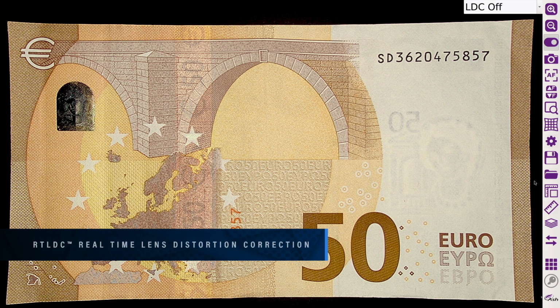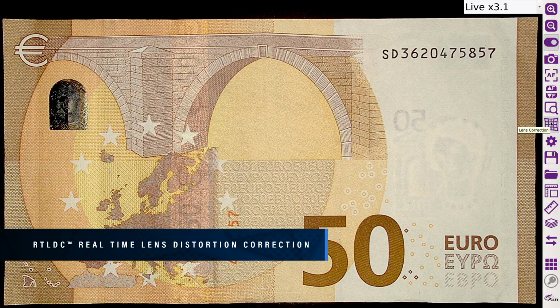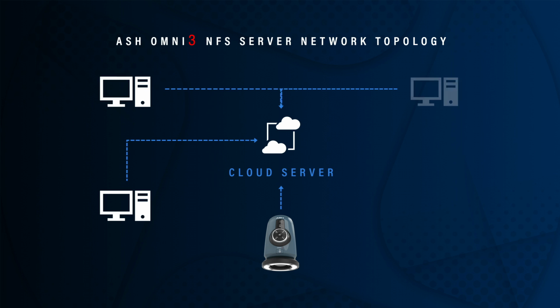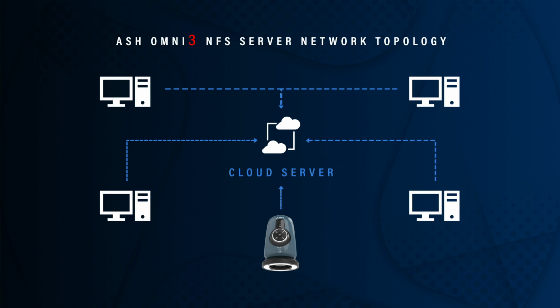Omni 3 incorporates unique real-time lens distortion correction utilizing our new AshCam Plus, allowing inspection of a true, undistorted representation of your sample. Networking enables direct saving to the server or cloud for increased workflow efficiency, traceability, and documentation.